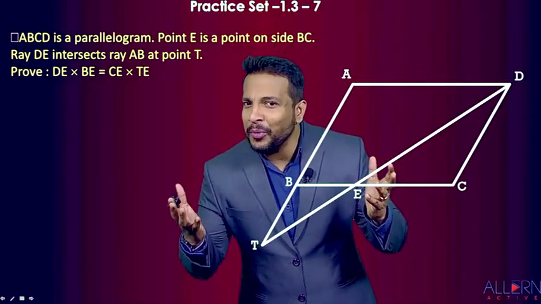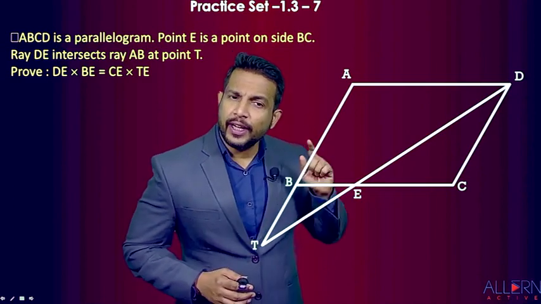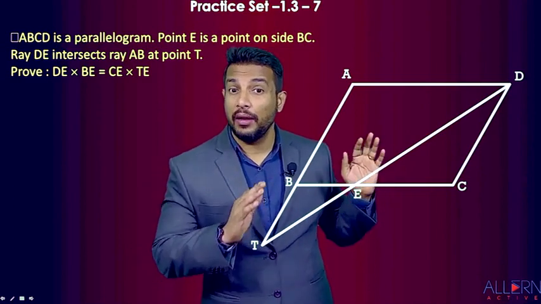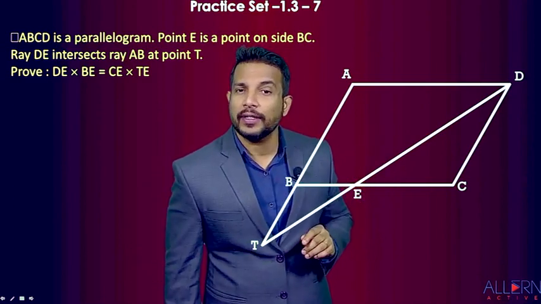Let us do a beautiful sum. It is a very interesting one and something which you can do on your own. Let's see the sum. It says that quadrilateral ABCD is a parallelogram. So we have this quadrilateral as a parallelogram.